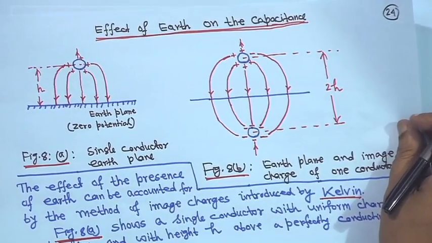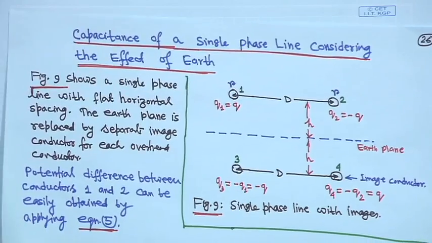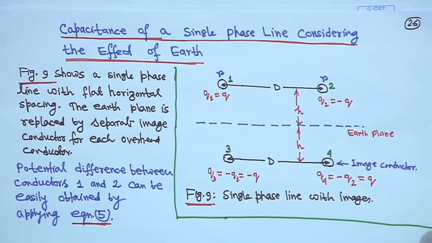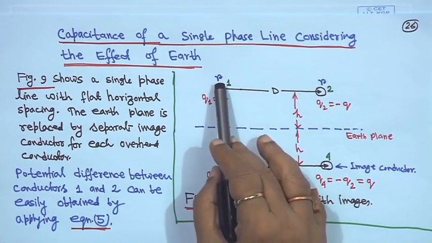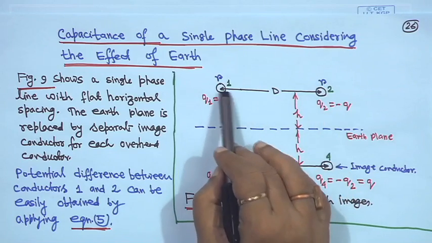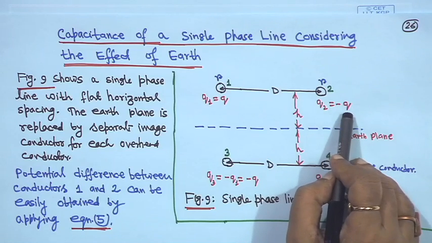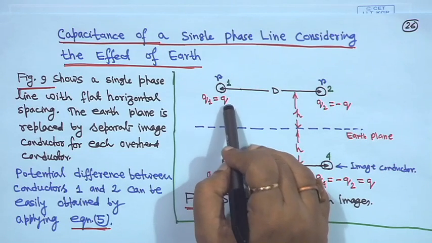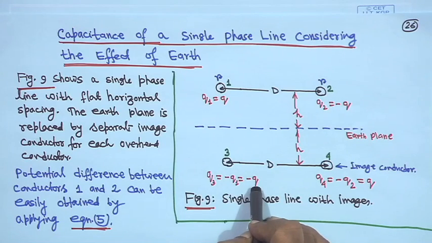To derive this, for example, the capacitance of a single phase line considering the effect of earth, we will show only the single phase one; the 3 phase one I leave up to you. We assume a single phase line with conductor radius r, and there are 2 conductors. If the charge here is q1 equal to q, then naturally here q2 will be minus q. And for the image charges, we take q3 equal to minus q1, equal to minus q.